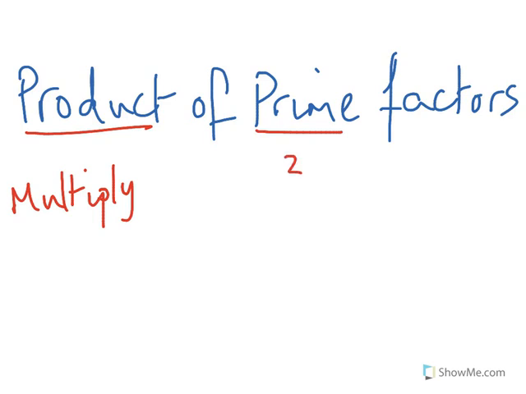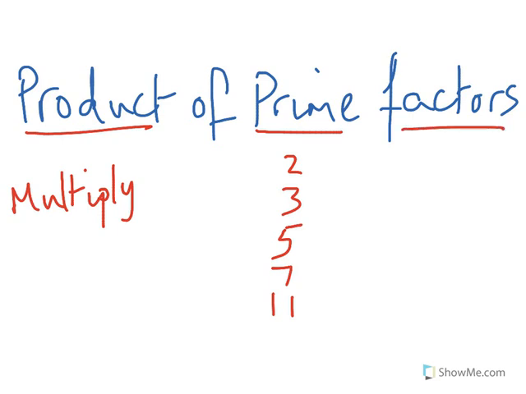So 2 is a prime number because only 1 and 2 will go into it. 3 is a prime number, only 1 and 3 will go into it. 5, 7, 11, and so on. So it only has two factors, 1 and itself.